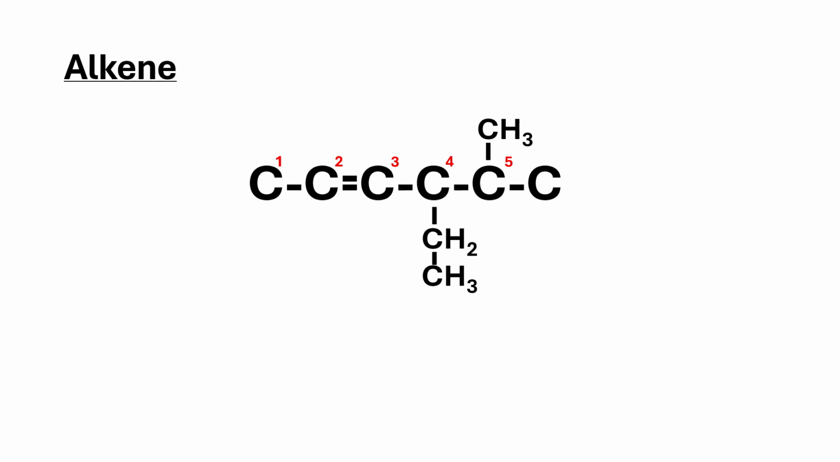So there's a double bond between 2 and 3, so that becomes a hex-2-ene as a main chain. But there's a methyl group coming off number 5. There's an ethyl group coming off number 4. So remember, when you have multiple side chains, we prioritize the alphabetical order. So ethyl comes before the methyl, and there's a dash between the letters and the numbers.